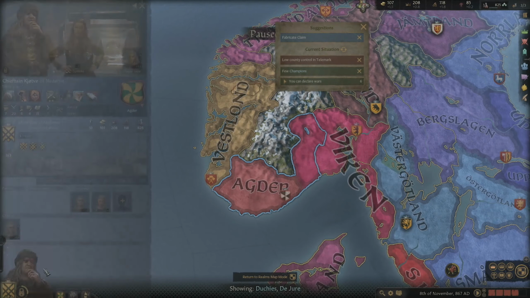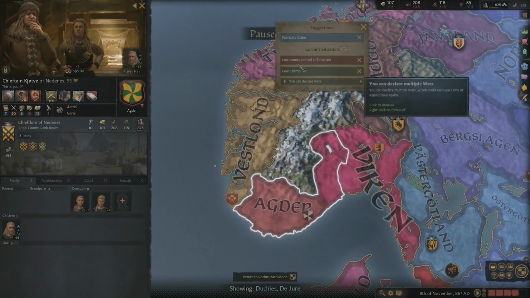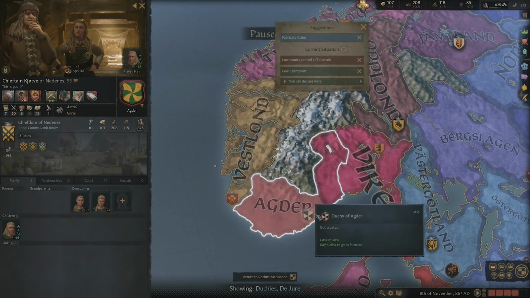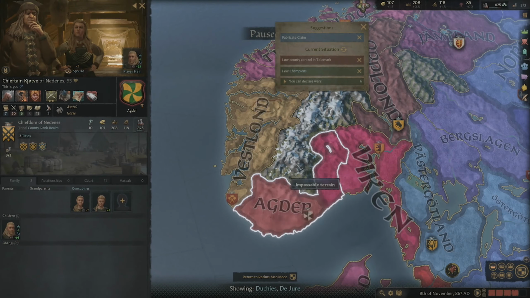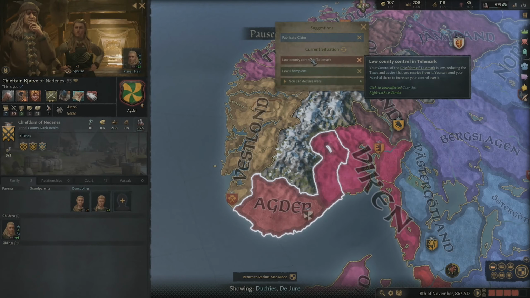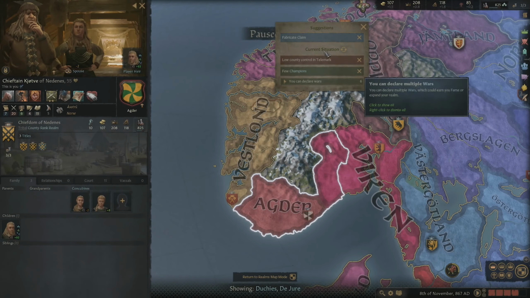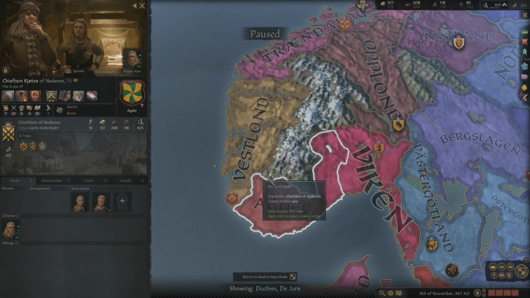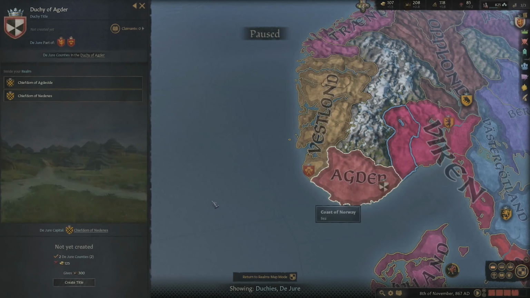So in order to elevate ourselves, we have to fabricate a title for ourselves. Now that we control all the land inside of this Duchy of Agner, we can declare that we are the Duke of Agner. And part of that, why don't I have that option? How do I go to Agner?